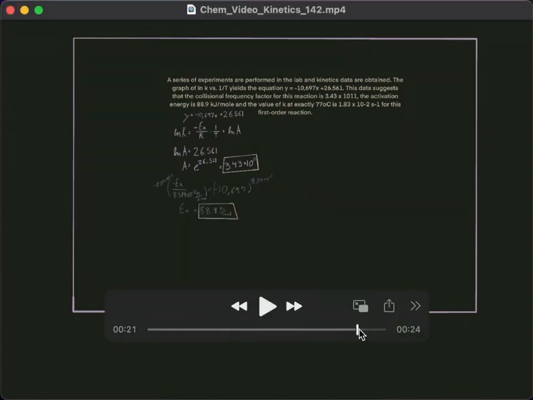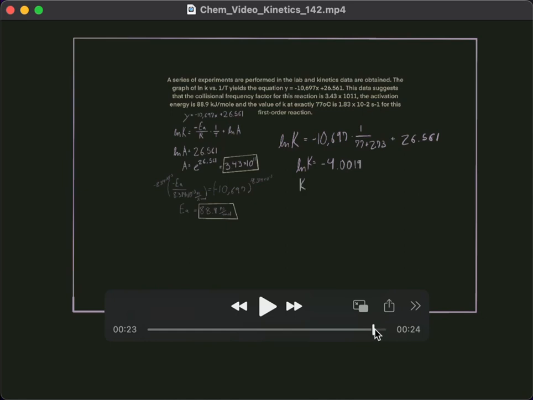Moving on, we're looking for K. We can just plug in K for y in the original equation. So you have ln K equals negative 10,697 times 1 over T, which we said was x. In this case, T is 77, but because we need to do this in Kelvin, we add 273. Then, of course, you put in the extra 26.561. You can just do the arithmetic, and you get ln K equals negative 4.0019.